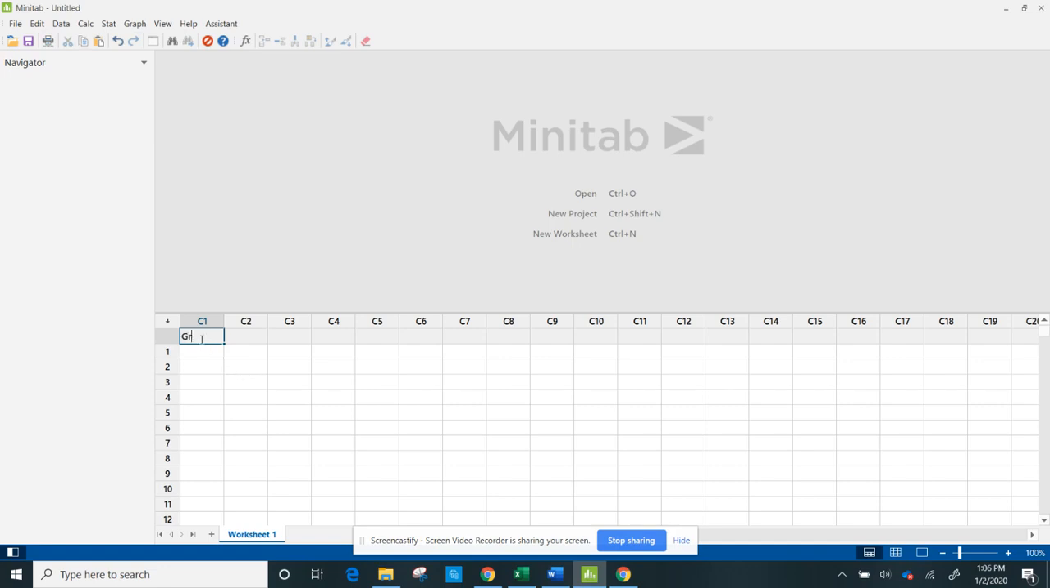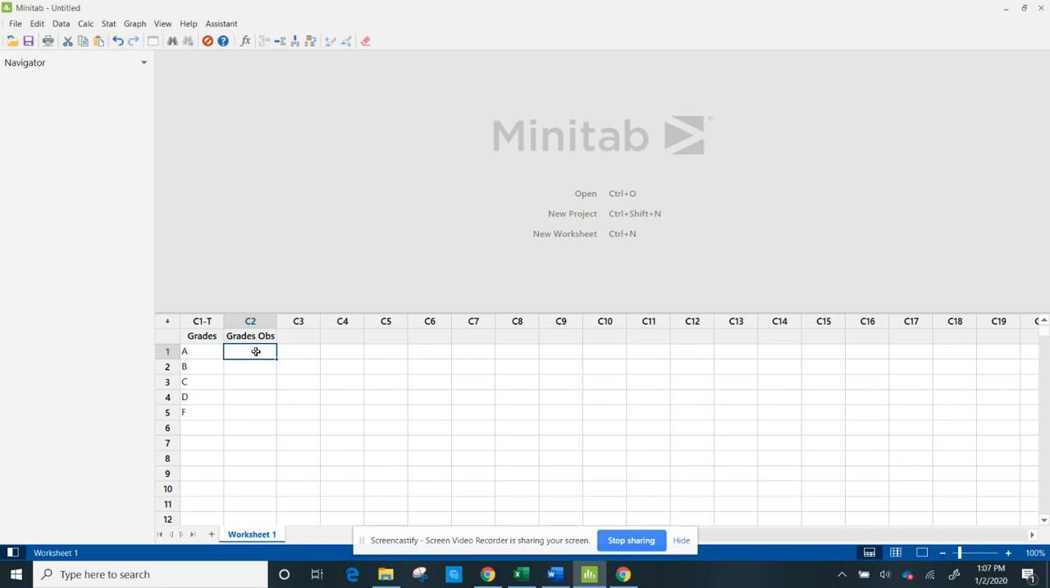I'm going to do grade, and I'm going to do an O because that's my observed. Before I even do that, let's back up and do grades. Remember, always put your categorical data before you put anything else. So now I have grades. Now I want to do grades observed. I had 5, 7, 5, 1, and 2. Again, I had 5 A's, 7 B's, 5 C's, 1 D, and 2 F's. So those were my observed values.